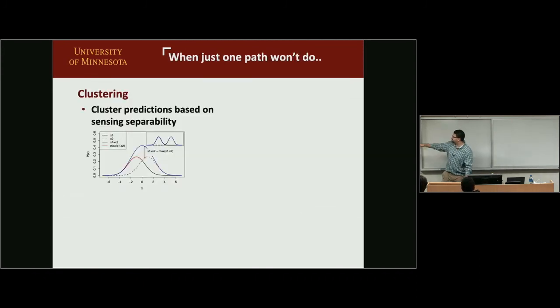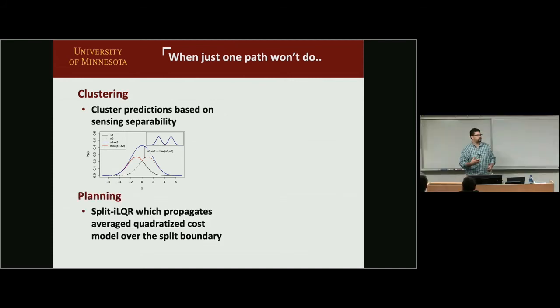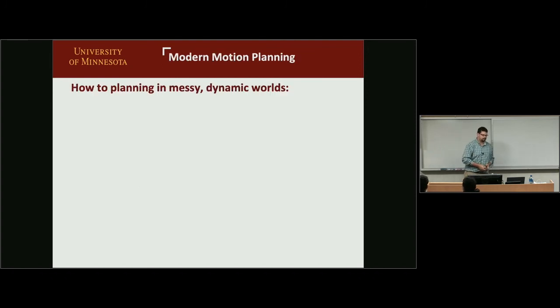So maybe I'll leave people to read the paper, but the 2 ideas you have to do to enable this are, one, cluster your predictions. These uncertain predictions can be clustered based off of when you're certain to know which of the 2 paths you're in. And the second thing to do is when you're doing your optimization, you need to have a consistent optimization before or after you've identified a branch split. But what's nice about this is that it gives us more flexibility, and it's also in certain cases faster than non-branch planning because we've opened up kind of a new universe of possibilities.